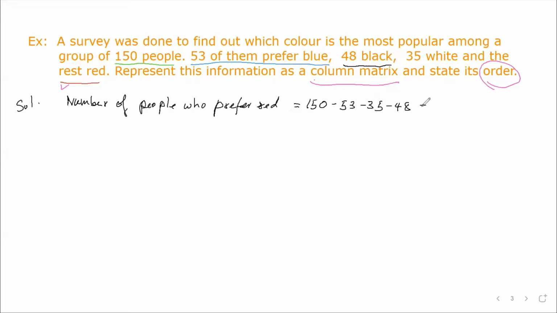Then you use a calculator to find out. We are left with 14, correct? Because when you sum it up, it has to be equal to 150. Once you know the number of people who prefer red, now we can write the column matrix.